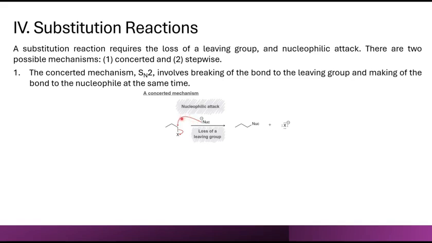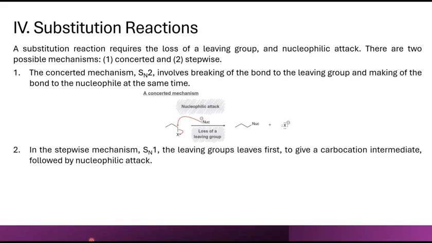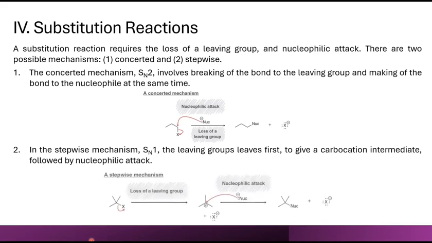As the nucleophile attacks the alpha carbon, the leaving group leaves. 2. In the stepwise mechanism, or SN1, the leaving group leaves first to give a carbocation intermediate, followed by nucleophilic attack. So first the leaving group leaves, leaving behind a carbocation, and then the nucleophile will attack that carbocation for the substitution to take place.